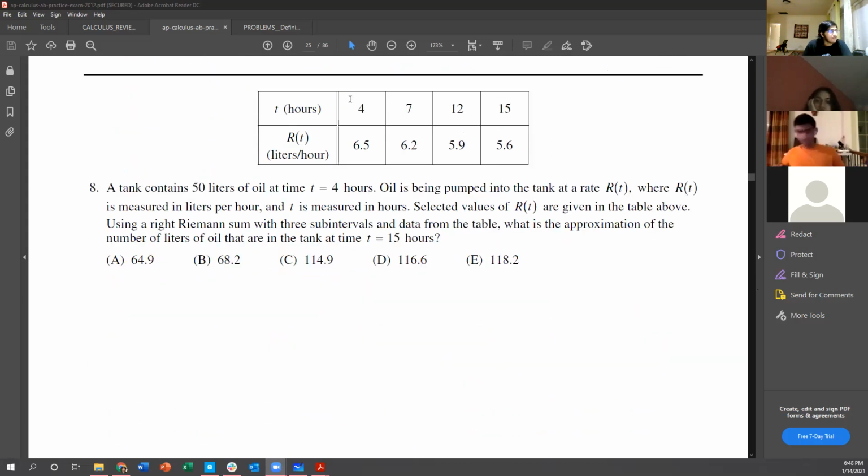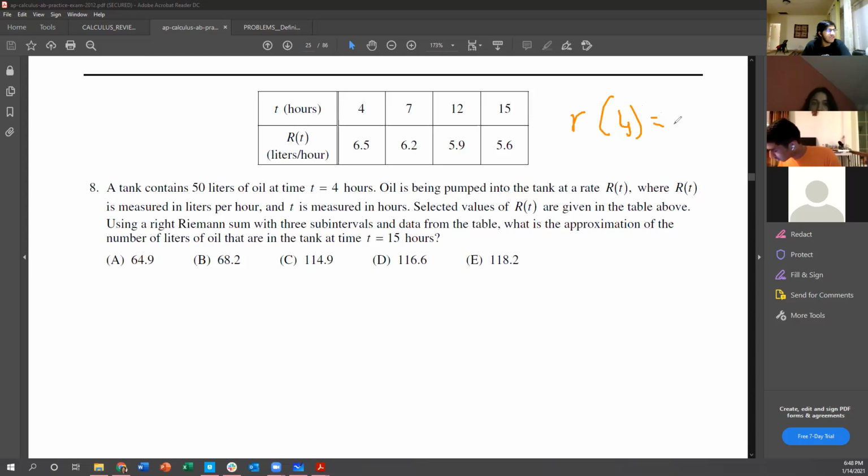Okay, 4, 7, 12, 15. I feel like we've done this problem before on one of our homeworks, but that's good. A tank contains 50 liters of oil. So that means, if r is the amount of oil, r of 4 is 50.